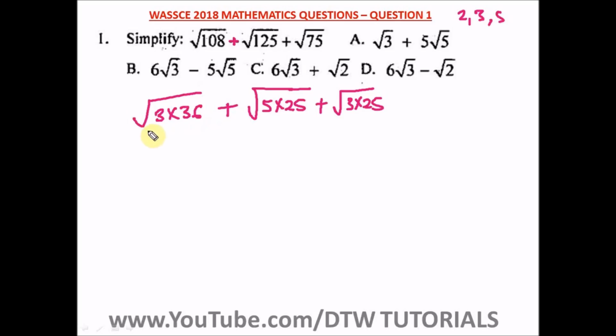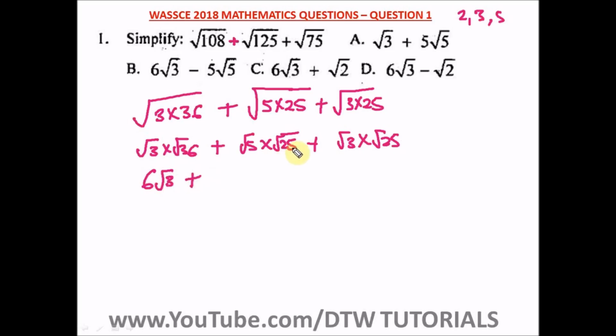So here, what are we left with? This is saying the square root of 3 times the square root of 36, plus the square root of 5 times the square root of 25, plus the square root of 3 times the square root of 25. And what's the square root of 36 here? We have 6. And 6 times the square root of 3 will give us 6 root 3. Plus, what's the square root of 25? That will give us a 5. And 5 times the square root of 5 will give us 5 root 5. Plus, what's the square root of 25? Which is 5. And 5 times root 3 will give us 5 root 3.